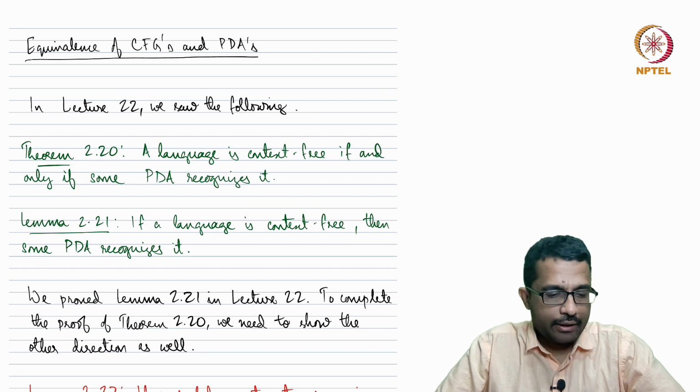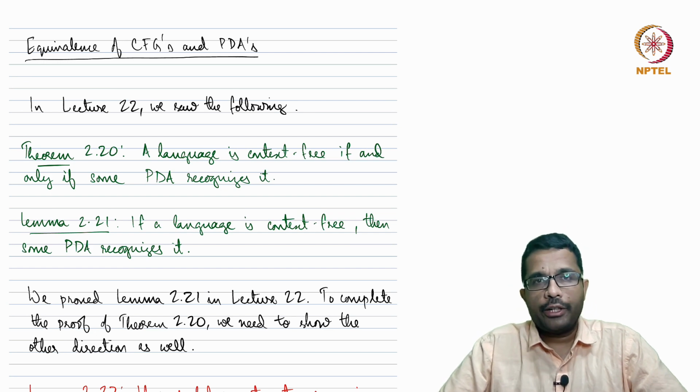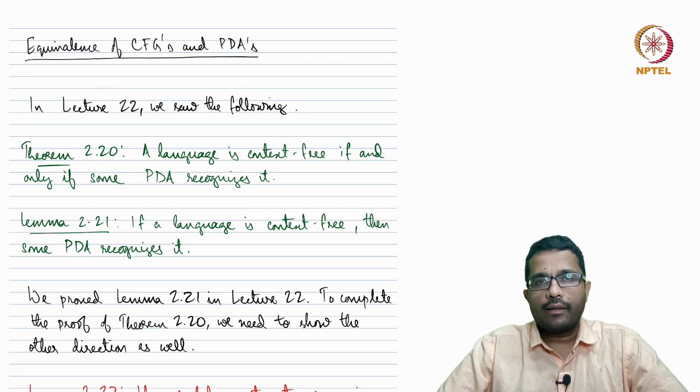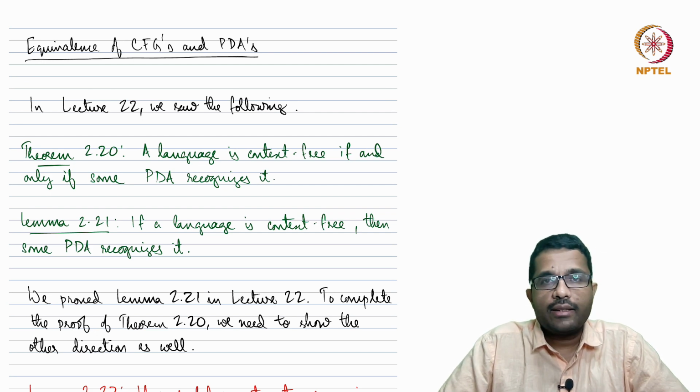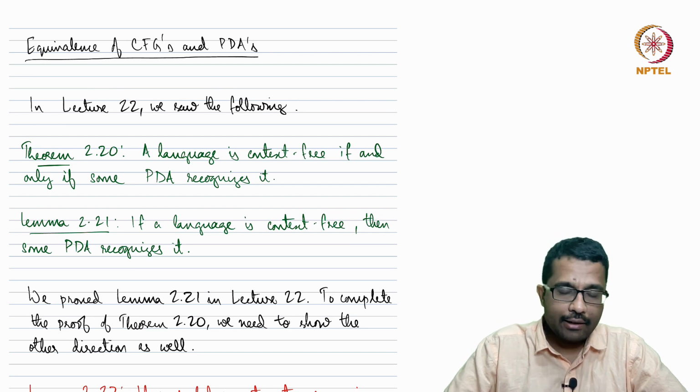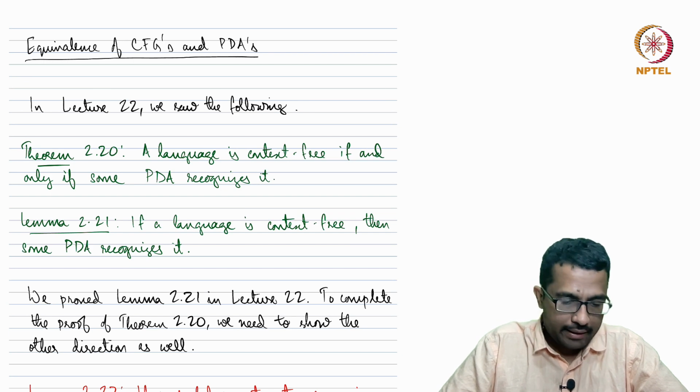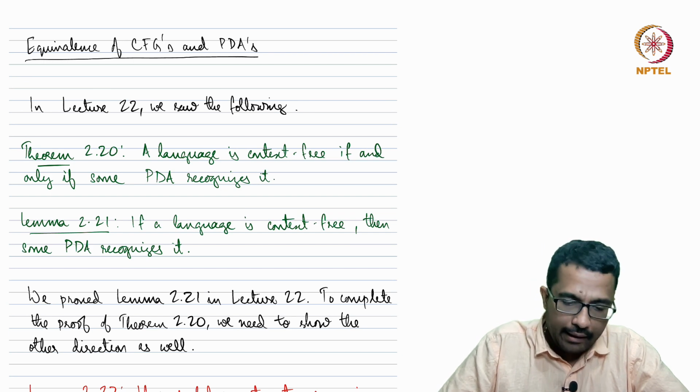Hello and welcome to lecture 23 of the course Theory of Computation. In lecture 22, we started to discuss the equivalence of context-free grammars and push-down automata. In this lecture, we continue the proof of the same fact. So, we stated the following in lecture 22.